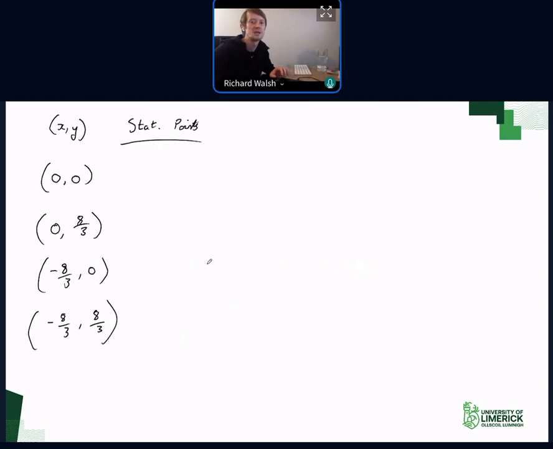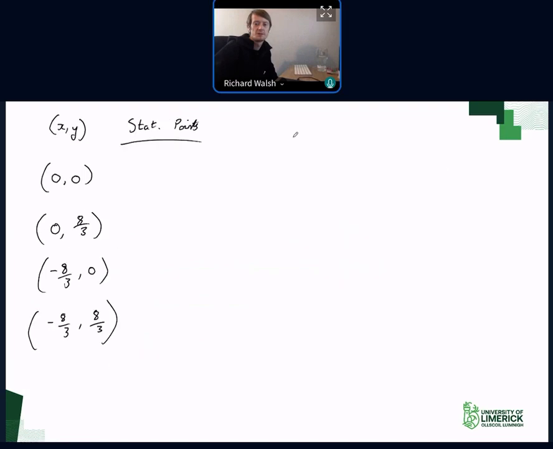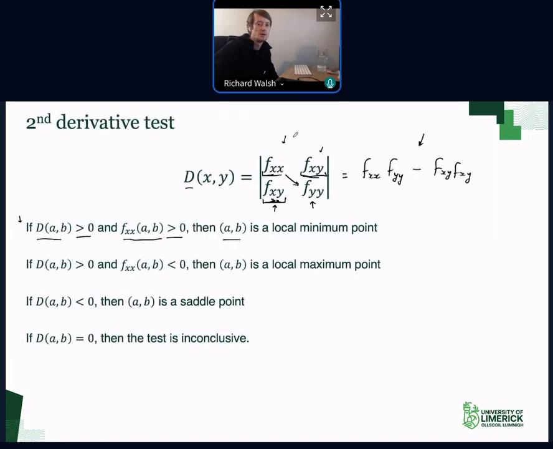So I'll need my first partial derivatives with respect to x and y. The first partial derivative with respect to x was 3x squared plus 8x. And the first partial derivative with respect to y was 3y squared minus 8y. Just double check that just to be safe. 3y squared minus 8y. Okay.